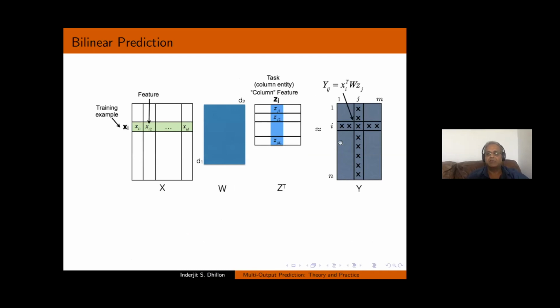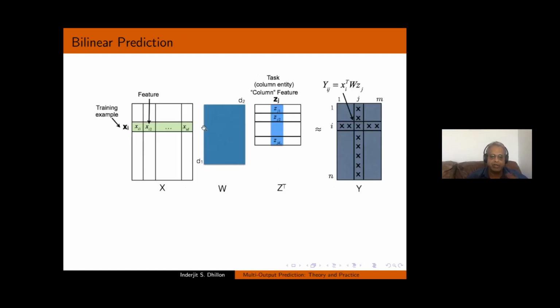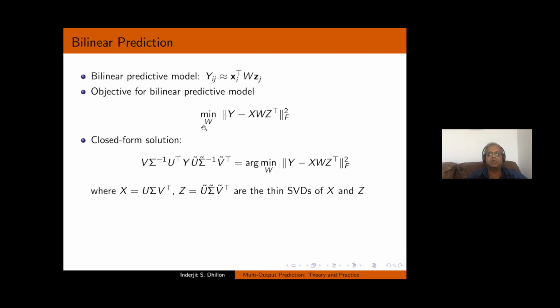Right now, let's not assume that there are any missing values. Let's assume that all the values here are known, but these are the output features and these are the input features. And if you again formulate the problem, it turns out that if you don't have a low rank constraint, you can again solve the problem in closed form.